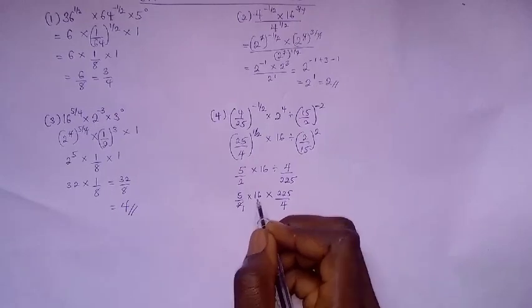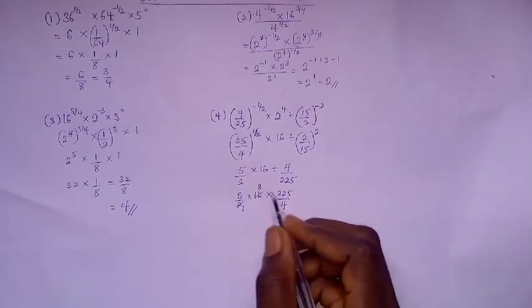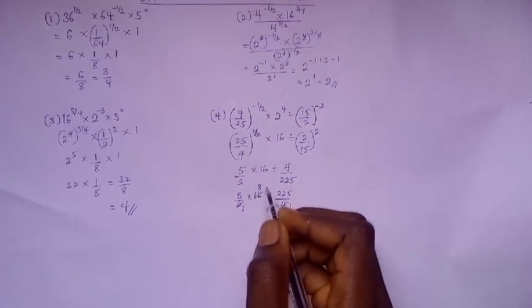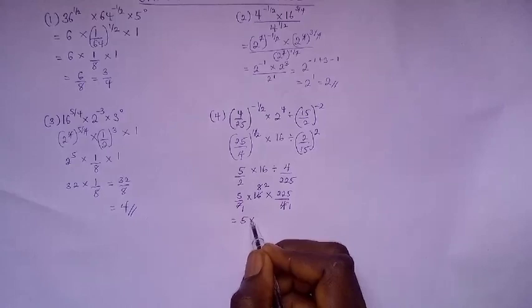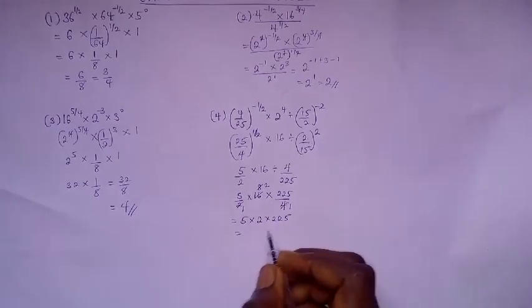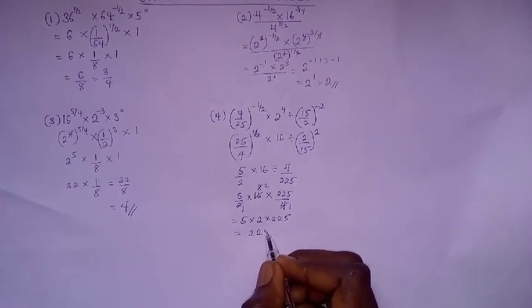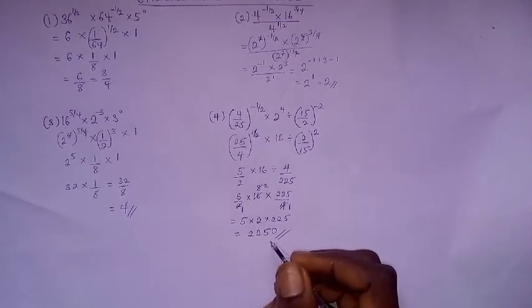So 2 divided by 2 is 1, 16 divided by 2, we have 8. This can still cancel out. 4 divided by 4 is 1, 8 divided by 4, we have 2. So finally we have 5 times 2 times 225. When we multiply through, our final answer is going to be 2250. So we have come to the end of this lesson.